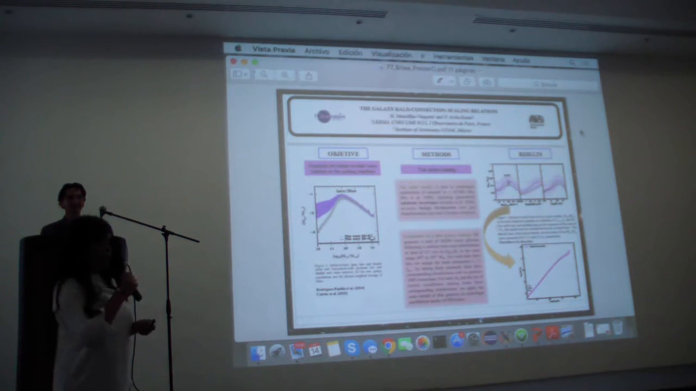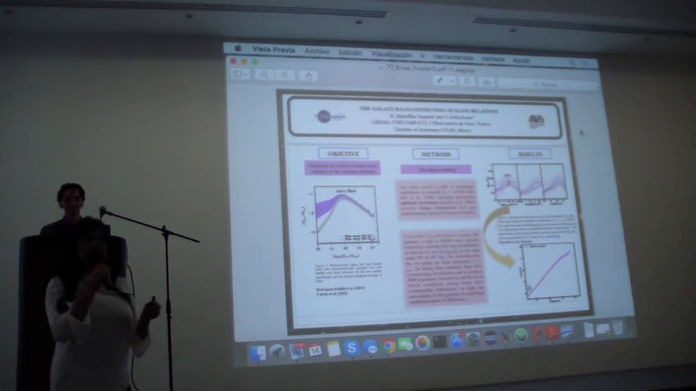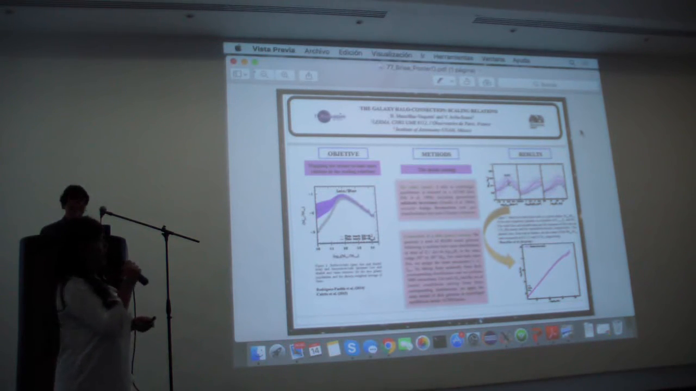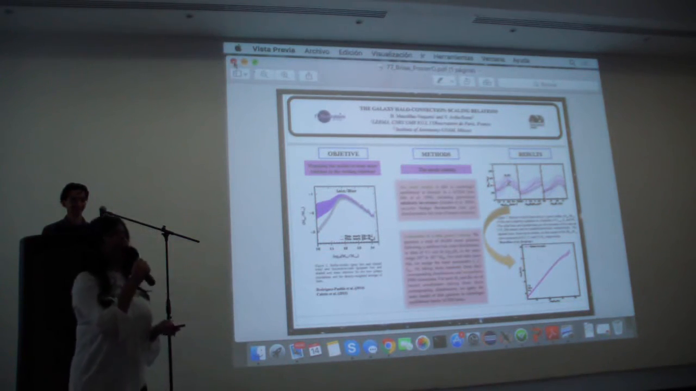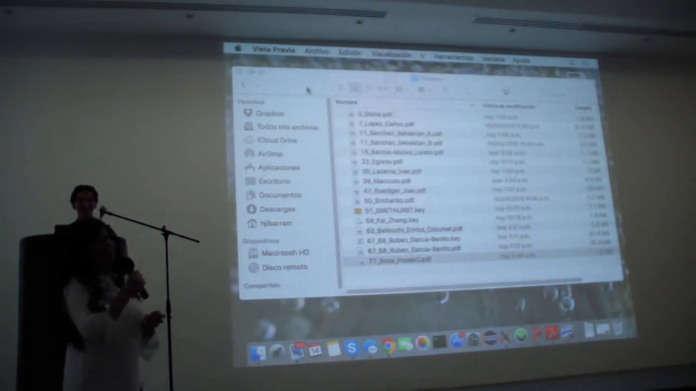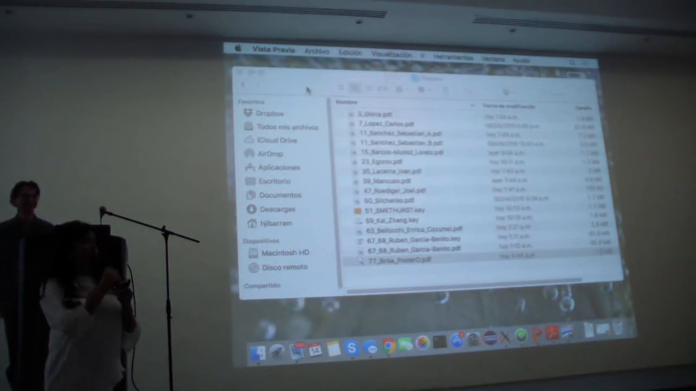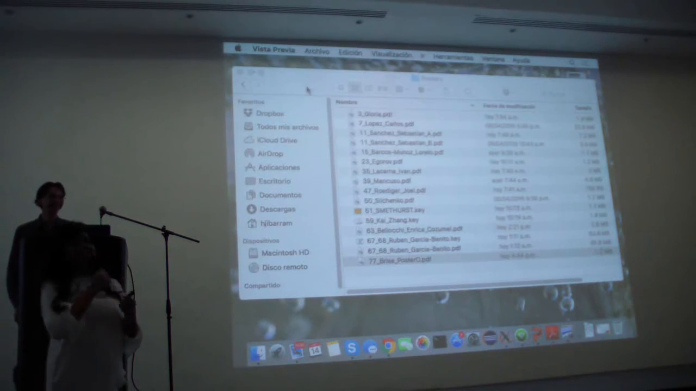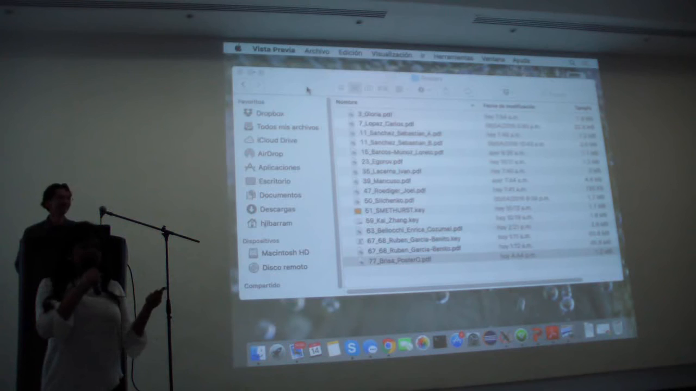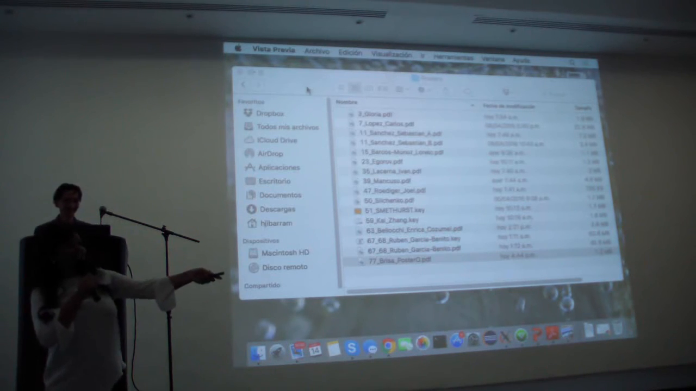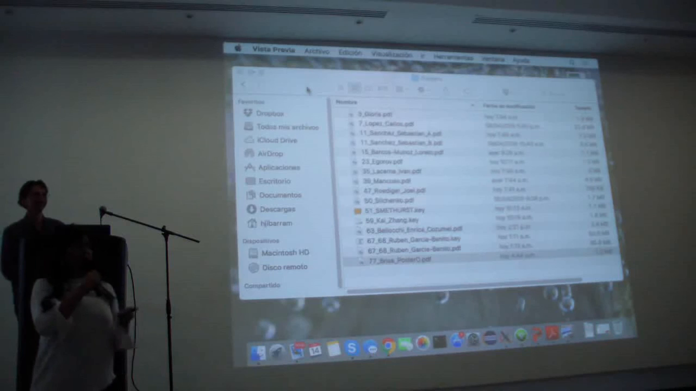a statistical model following the Mo, Mao and White formalism, but also including bulge formation and the contraction of the halo. As you can see in the results, this stellar fraction leaves its imprint in these correlations. This is a prediction which can be tested with observations of CALIFA and MaNGA, such as Stefano and Lumina showed in the last talks. My poster is there, number 77, if you want to know more.